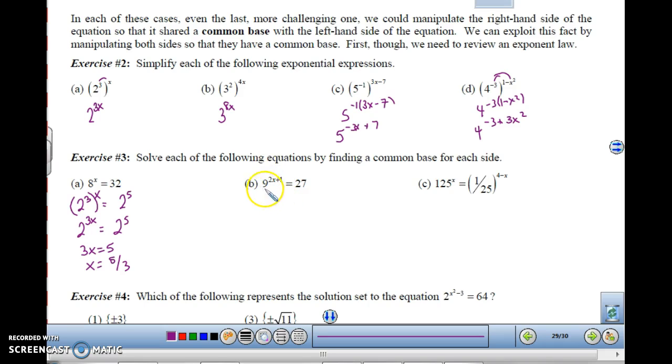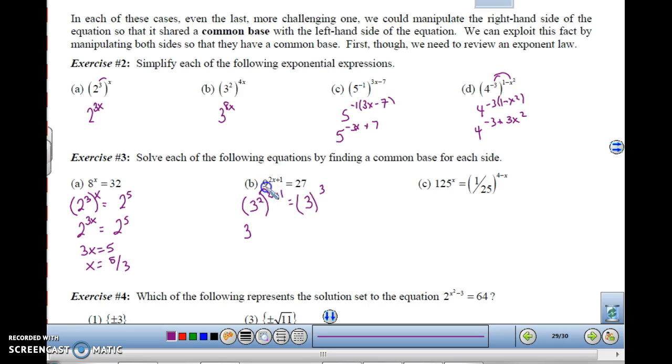All right, we have 9 and we have 27. What can we write 9 as a base of? As a base of 3. 3 squared is equal to 9. And then 2x plus 1 is on the outside. And 3 to what power is 27? 3 cubed is 27. All right, power to a power, multiply the exponents.